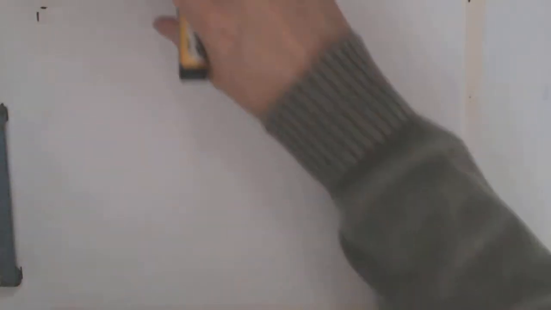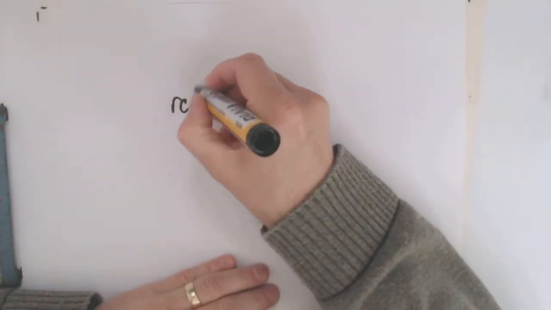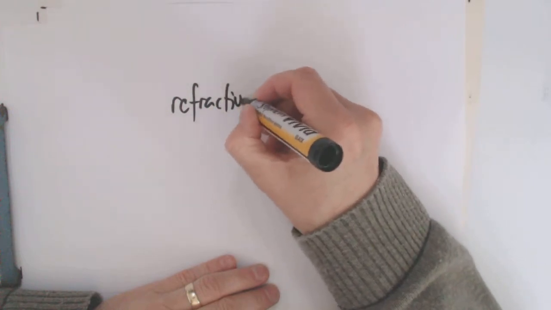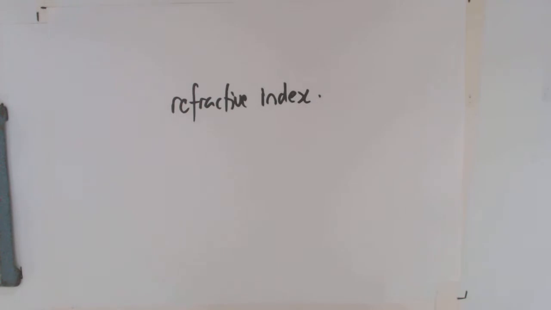Now, we can calculate all these angles, but before we do that, let's first discuss something called refractive index. Refractive index tells us how optically dense the substance is and therefore how much the light slows down.